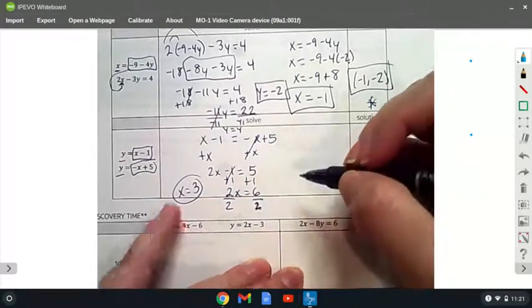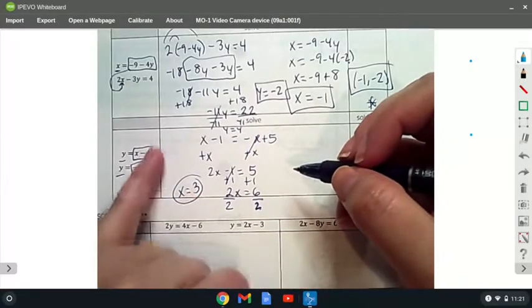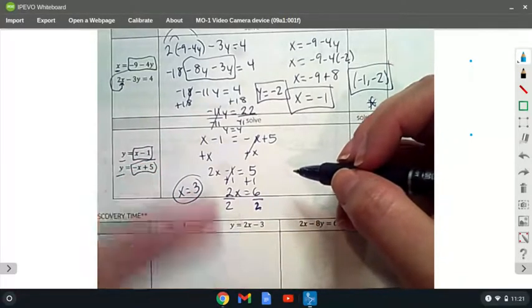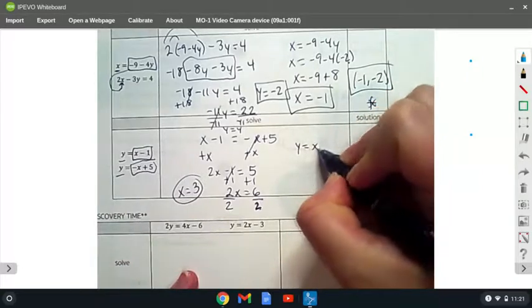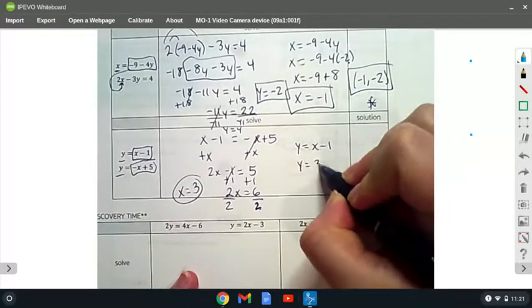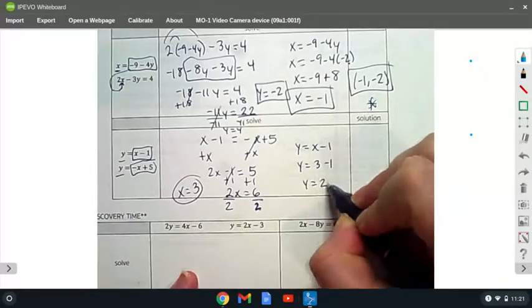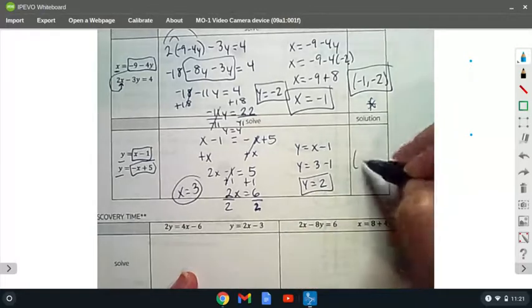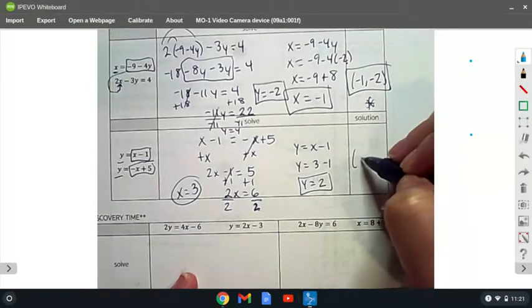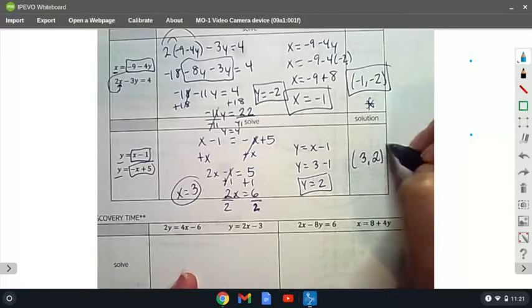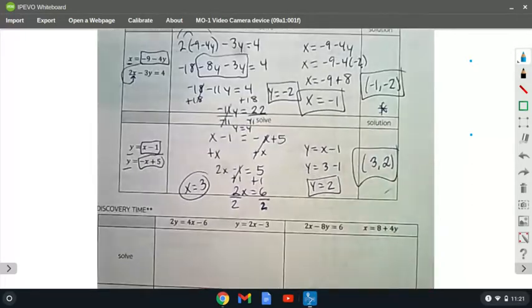Now, you have that x is 3, so we can plug it into either of these original equations. So I'm going to choose the first one. And I'm just going to plug that 3 in for x, and I get that y is equal to 2. So my solution should be (3, 2), always putting that x first.